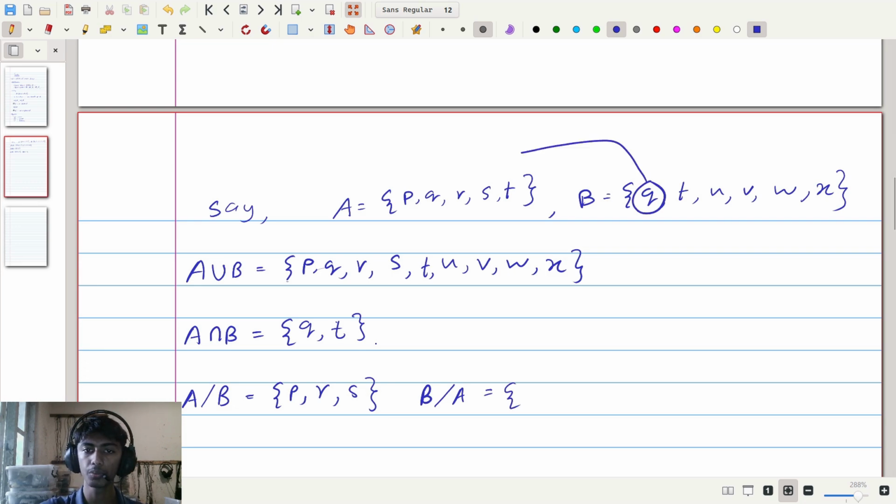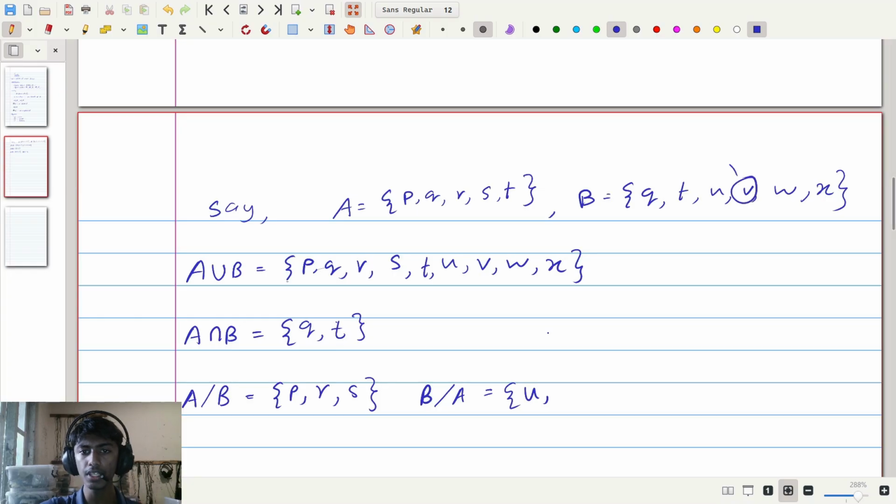If we look at Q, Q is in here. Therefore, Q is not an element of the set difference of B relative to A. If you take T, T is also in A. So T is also not an element of the difference of B relative to A. U is not in A. Therefore, it is also an element of this set.